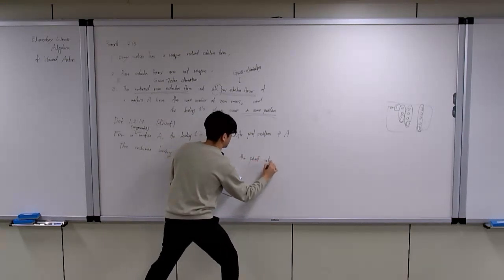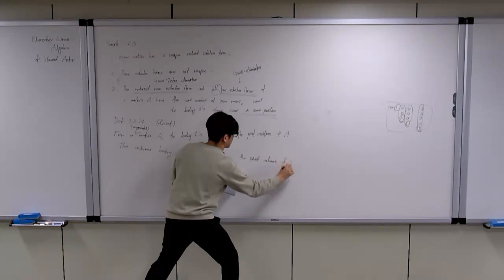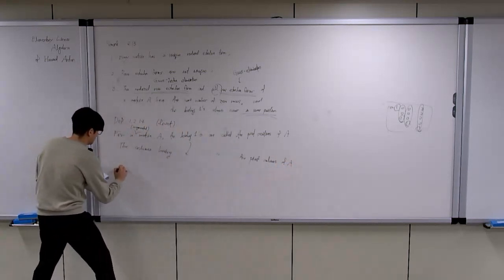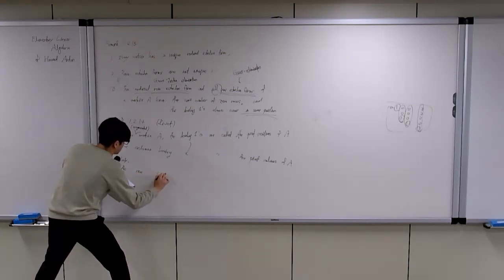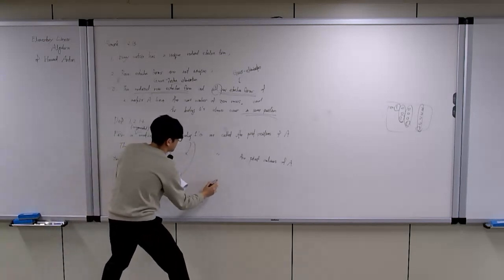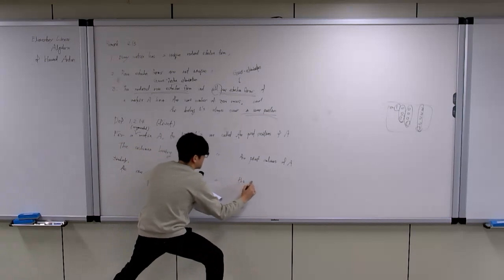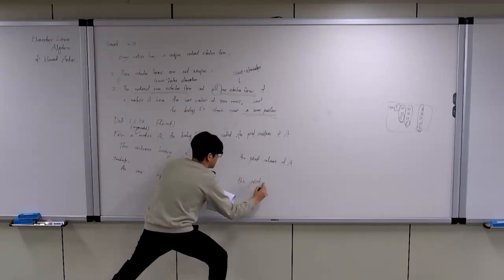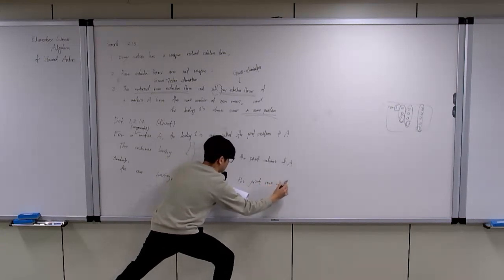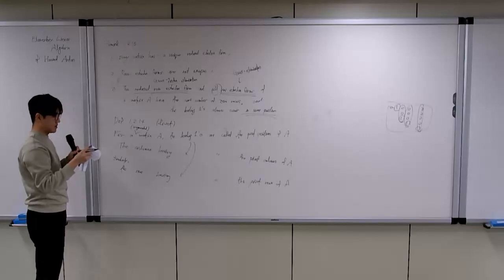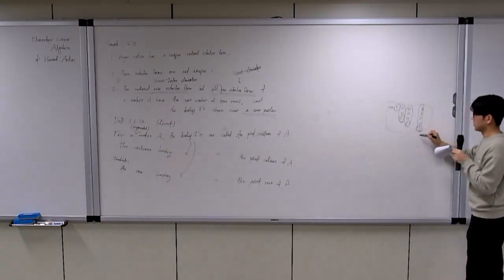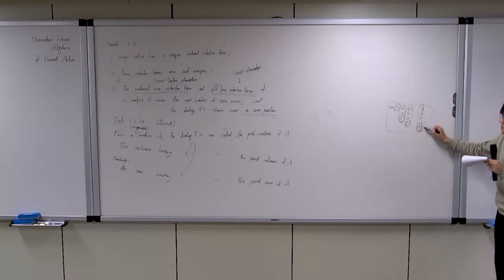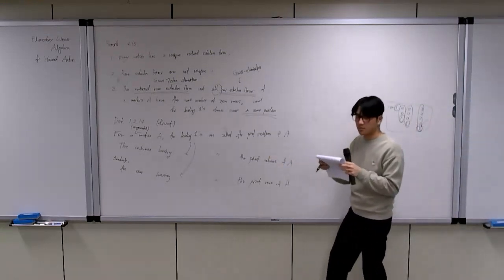Similarly, the rows having leading ones are called pivot rows of A. And we will say this entry, this position, is a pivot position, and the value of that entry will be called just the pivot.